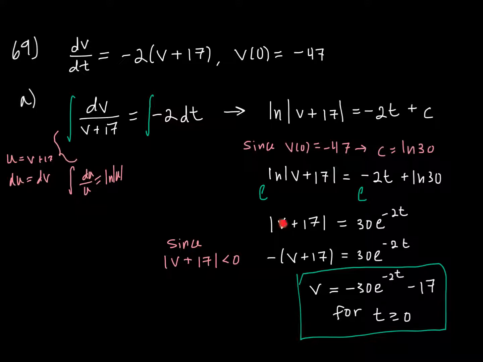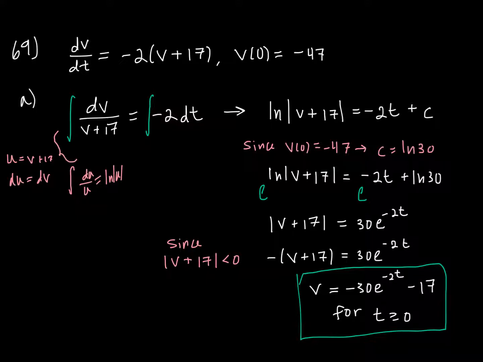Now, what is v plus 17 going to be? Notice that my initial velocity is negative 47. Well, that means if v is negative 47, plus 17, that's a negative number. Also, think about your differential equation. How is the velocity changing? Well, if you start out with v at negative 47, you'll have a negative number times another negative number, which is positive. So you can see that your velocity is going to be increasing a little bit, but it's starting at negative 47.